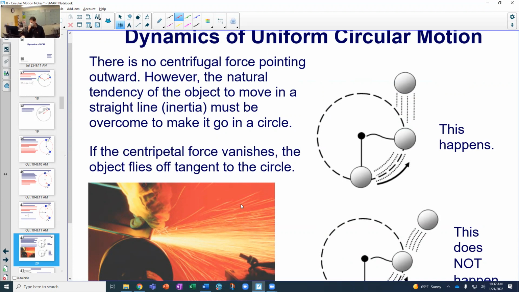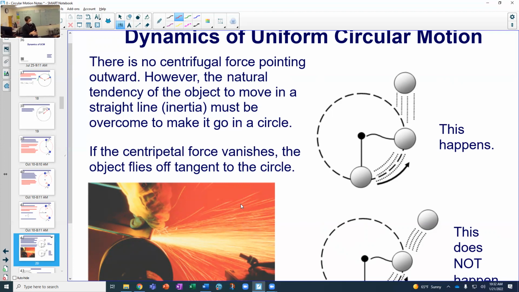So the ball wants to go this way naturally because of its inertia and momentum. If the string breaks, it's not that there's a force making it go that way. It's that it already wanted to go that way because of its inertia and momentum. The force was the string not letting it do that. The force was the string pulling it back into the circle. When the string breaks, there's no force, it goes straight, according to Newton's first law. So centrifugal force isn't a force.